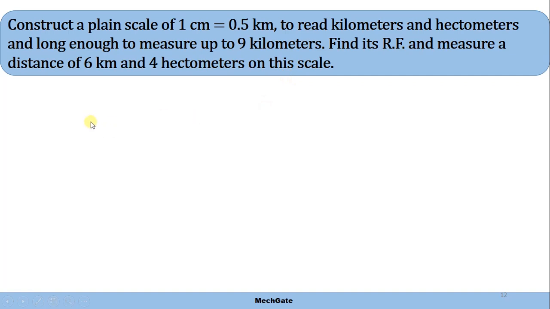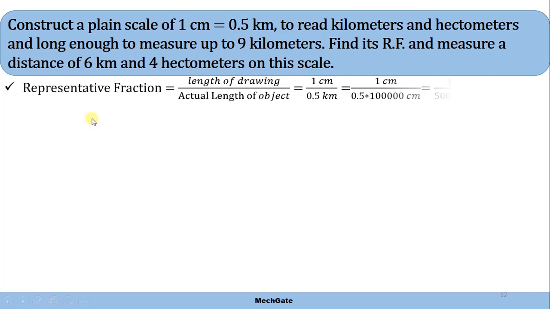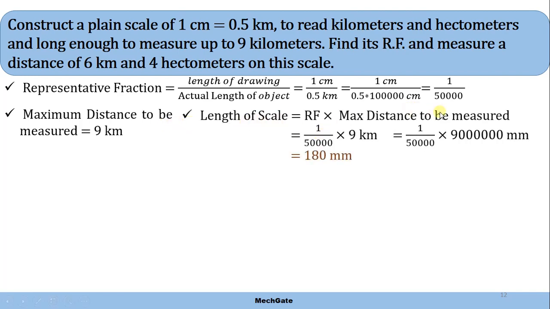So the given data: RF is equal to length of drawing divided by actual length of object. The length of drawing is 1 centimeter, divided by the actual length of object, 0.5 kilometer. If we simplify this, we will get RF equal to 1 upon 50,000. The maximum distance to be measured is 9 km, so let's find the length of scale. Length of scale is equal to RF into maximum distance to be measured. So 1 by 50,000 into 9 km. If we simplify this and convert it into millimeter, we will get 180 millimeter as the length of scale.